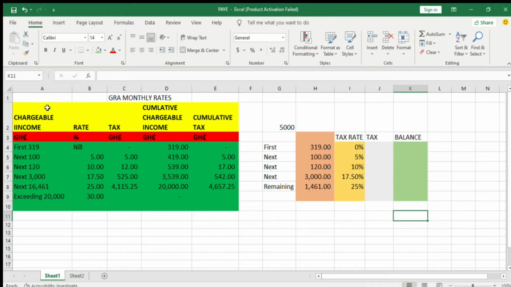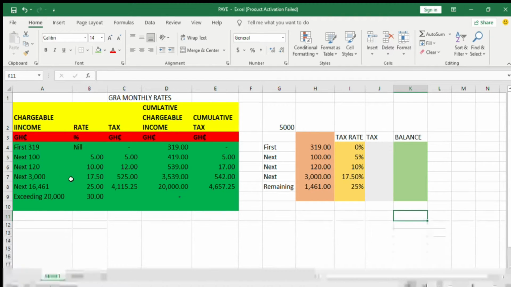So we have the first 319, that is at a zero rate, then the next 100 at 5%, the next 120 at 10%, the next 3000 at 17.5%, and the next 16461 at 25%. Then exceeding 20,000 Ghana cedis, you pay a rate of 30%.